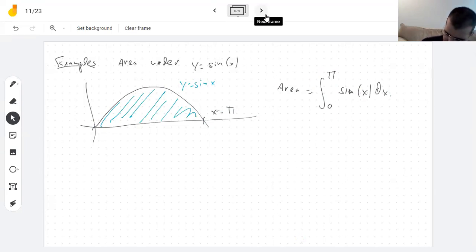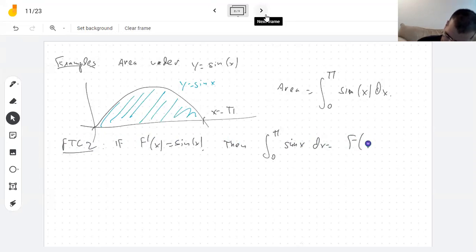To find this area, the fundamental theorem of calculus part two says that if I find a function whose derivative is sine, then the integral from zero to pi is the function at pi minus the function at zero. So far the only tool we have for finding an antiderivative is guessing. So what should we guess?